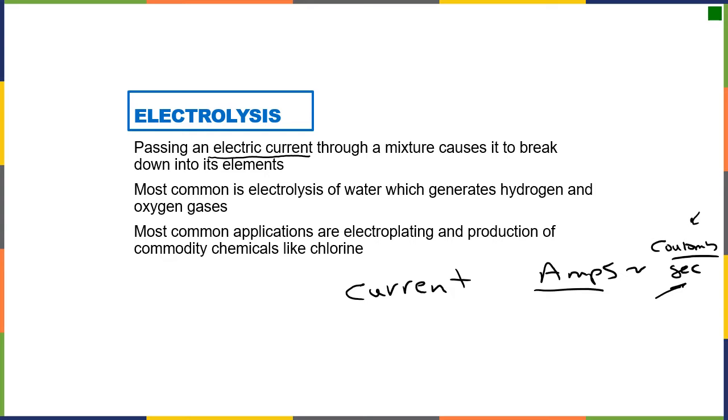So we can pass current, coulombs per second, so it's charge per second, through a mixture to do whatever we need to do with that mixture. One of the things that we use electrolysis for is to break water down to hydrogen and oxygen. We can also commonly use it for electroplating, which is to take electricity and put a layer or a plate of a metal on top of some other metal. We can also use it to generate things like chlorine in industry. So let's look at an example of electroplating.